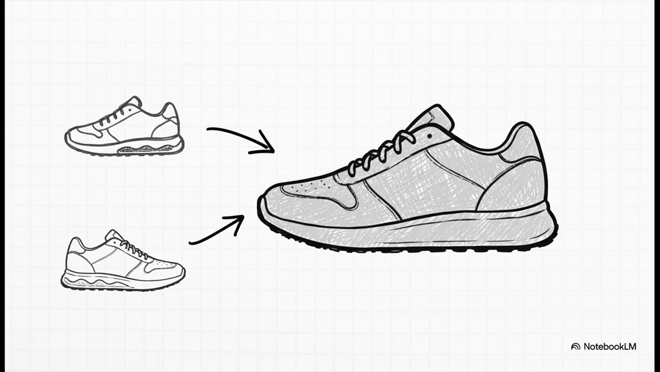And finally, step 3, we add references. Here, we give it a couple of examples of what we're looking for. This is a super powerful technique called few-shot prompting. We're basically showing the AI, hey, look at this. This is the kind of thing I want. Follow this pattern.